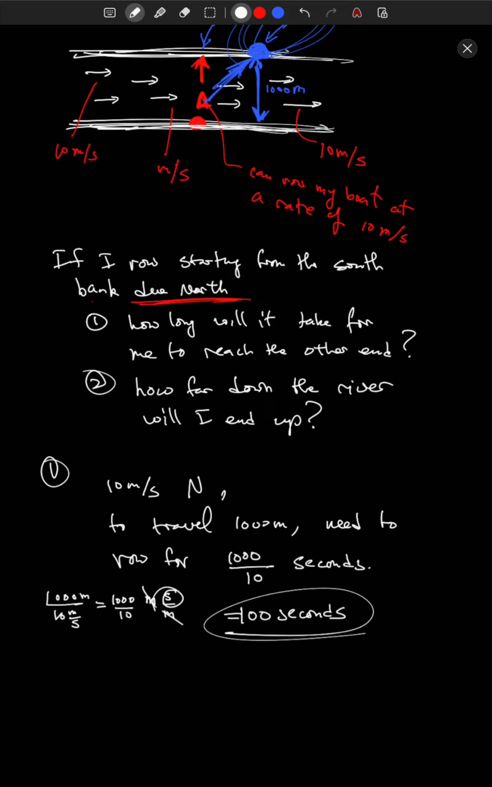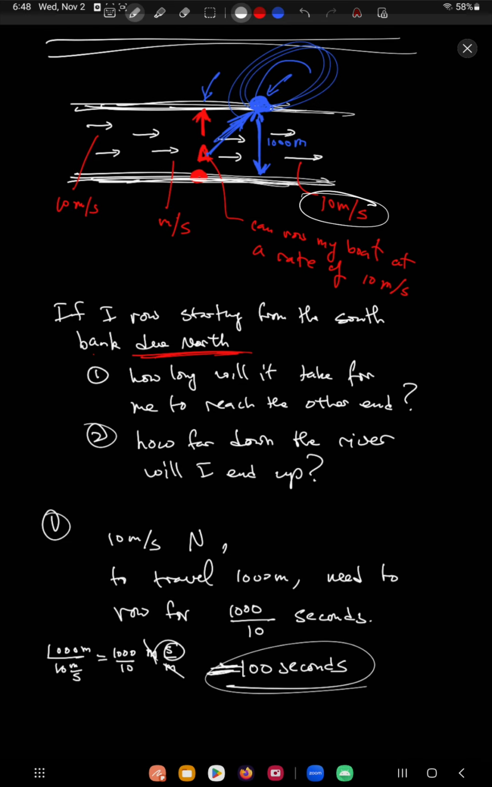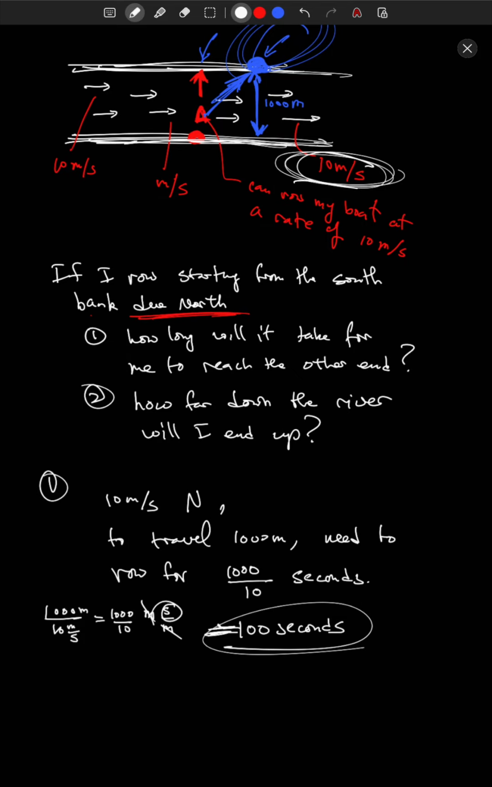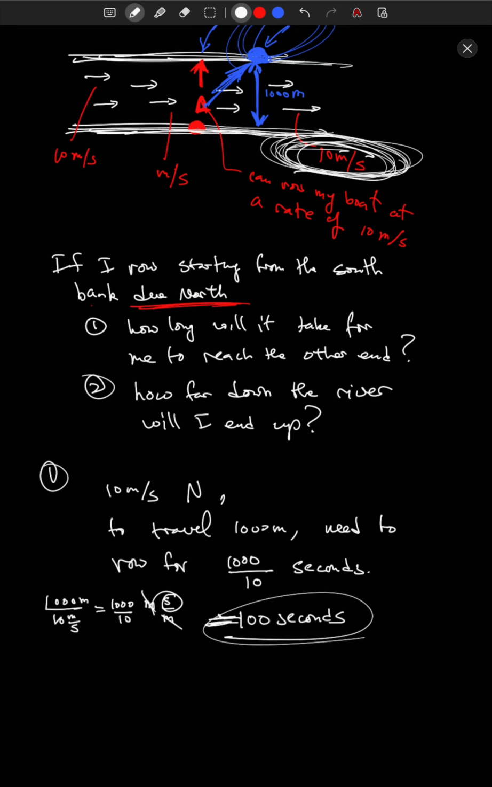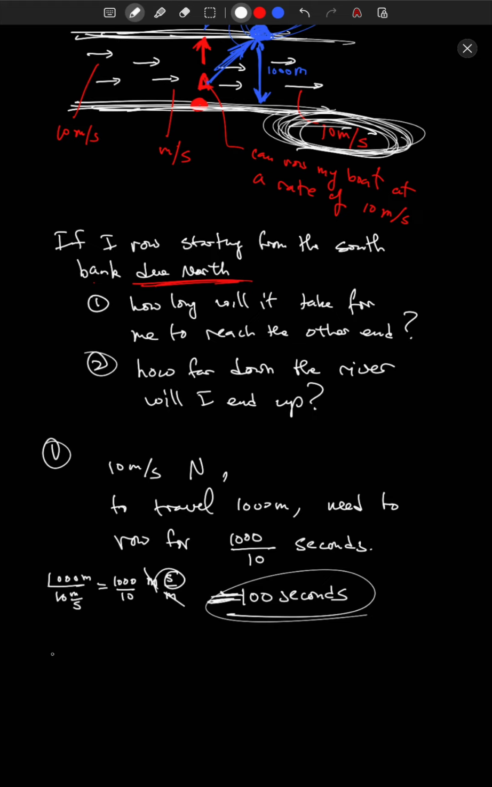So now the question is, where do I end up? Well, for 100 seconds, I am being pushed from left to right, from west to east, at a rate of 10 meters per second. Maybe I should have used different numbers, but it's okay. So how far am I going to be pushed? Well, over 100 seconds, if I'm pushed to the right at 10 meters per second, then I'll travel to the east 10 meters per second for 100 seconds, and that would be 1,000 meters, of course, as expected.